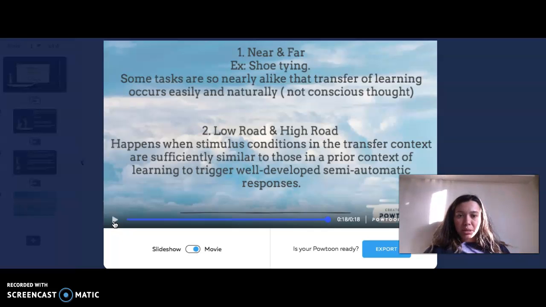And second is a low road, high road. So it happens when stimulus conditions in the transfer context are sufficiently similar to those in a prior context of learning to trigger a well-developed semi-automatic response.